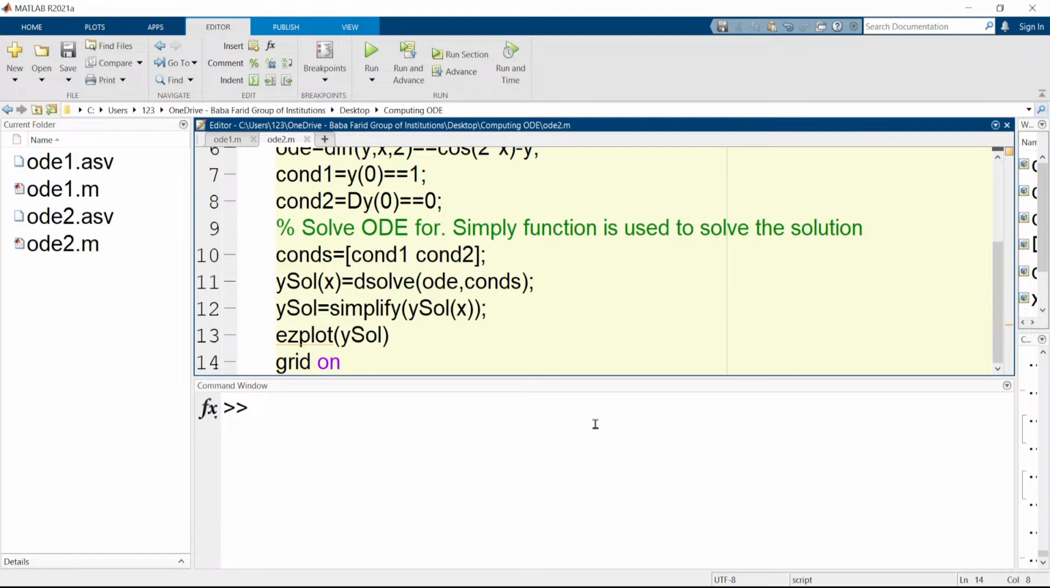Can you put any question? dy function in the MATLAB?